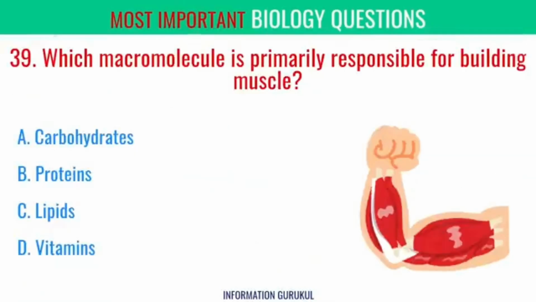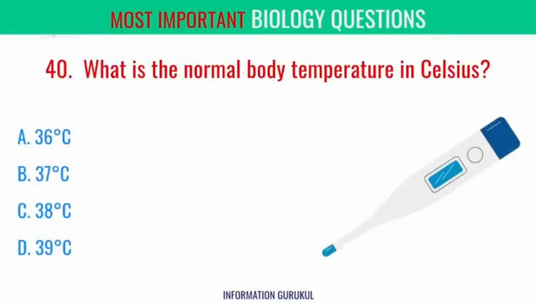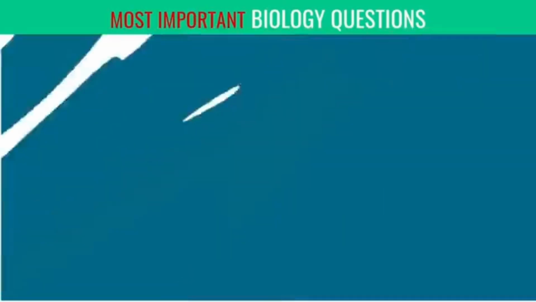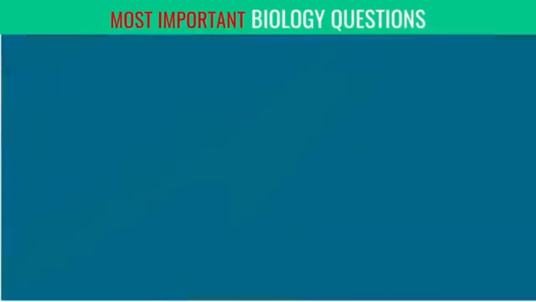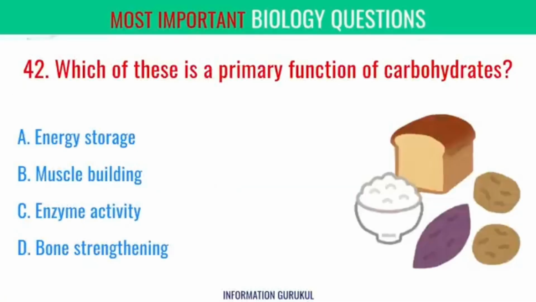Which macromolecule is primarily responsible for building muscle? Proteins. What is the normal body temperature in Celsius? 37 degrees Celsius. The voice box in humans is also known as the larynx. Which of these is a primary function of carbohydrates? Energy storage.